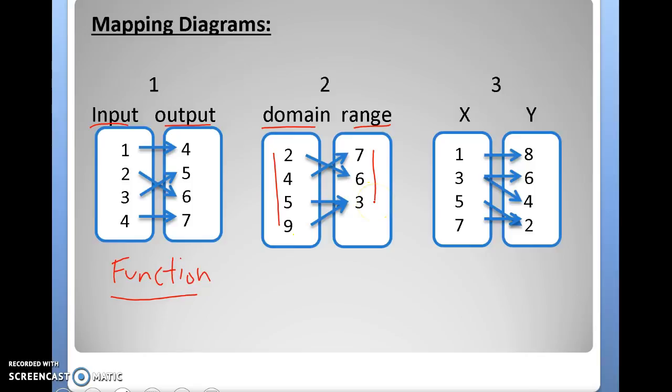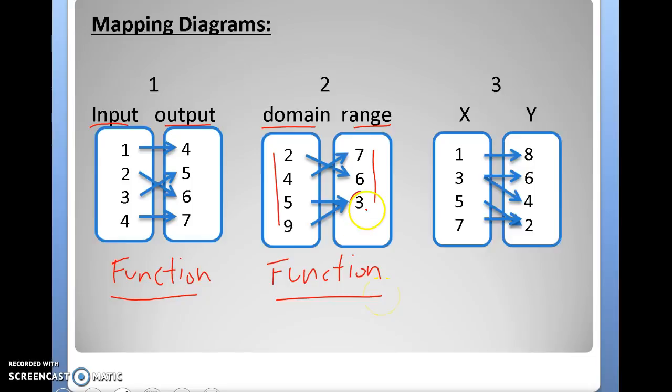Let's see if this is a function. When I plug in a 2, I know I get a 6. When I plug in a 4, the one number that I get back out is a 7. When I plug in a 5, the one number I get back out is a 3. And when I plug in a 9, the one number I get back out is a 3. So is this a function? And yes, this is a function because every time I plug in a number, I know exactly what number I'm going to get back out.